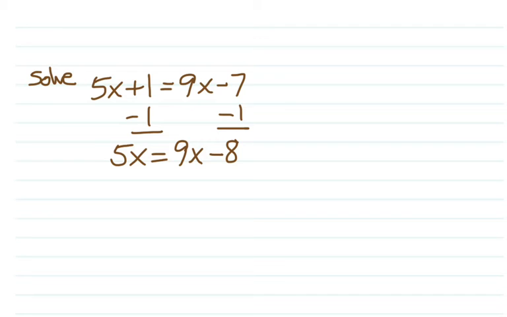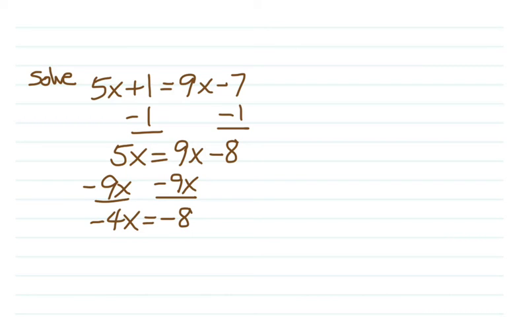Now my x's have to get together. I already have my constant on the right, so I need to move my variable term to the left. So I'm going to subtract 9x, because again, the bond I'm trying to break is not the bond between the 9 and the x, it's the bond between the 9x and the 8. Since it's a positive 9x, I'm going to subtract 9x. That's what's going to make it go away on the right side. So I have negative 4x, because 5 minus 9 is negative 4, and then I have my negative 8.